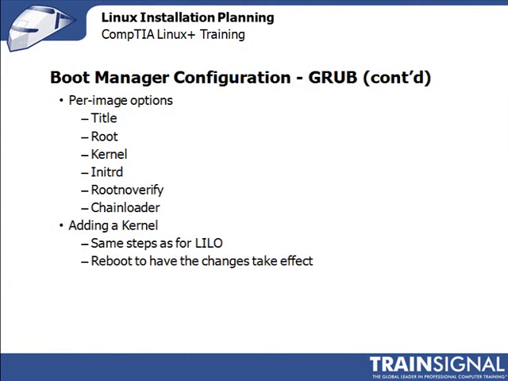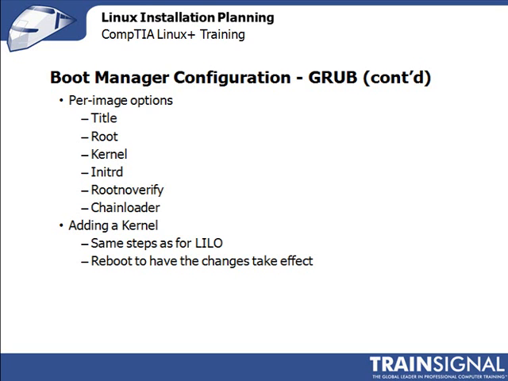Like Lilo, Grub has per image options. They are title, which again specifies the label, and root, which specifies the root partition. Again, this is the /boot partition if you separated it. Otherwise, it's the Linux root represented by the /. The kernel option describes the locations of the kernel and any kernel options you want to pass it, like for instance ro for read only. initrd again specifies an initial RAM disk. rootnoverify specifies a boot partition for operating systems like Windows, which Grub can't load directly. chainloader says to give control to another bootloader.